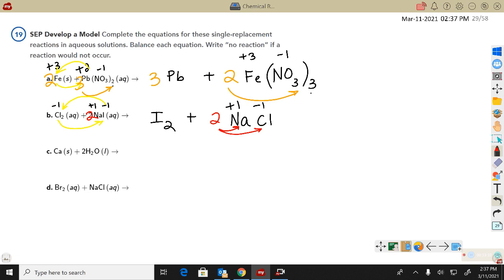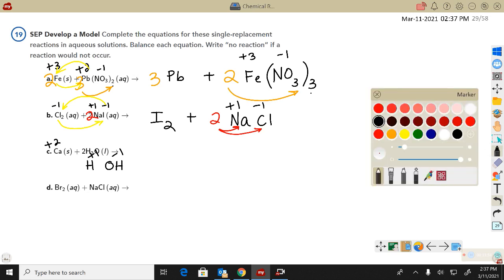All right, C is kind of a goofball. I don't know if I would give you it exactly like this. When water is in a single replacement, water acts like HOH. Whoa, that's a weird H. Water acts like hydrogen hydroxide, where as far as charges go, the hydrogen ion is +1 and the hydroxide is -1. Calcium is normally going to be a +2 ion.